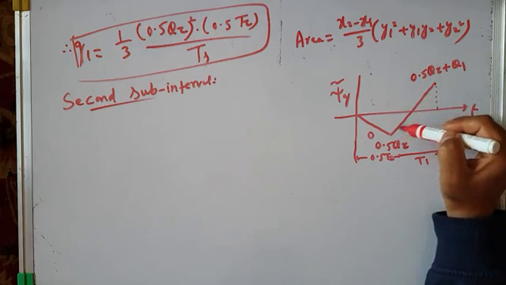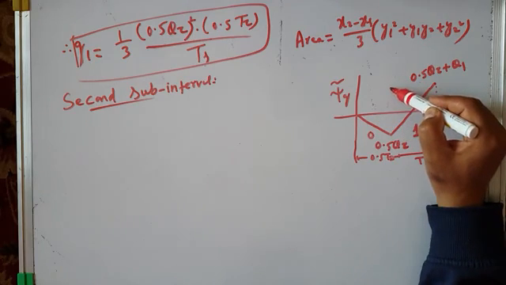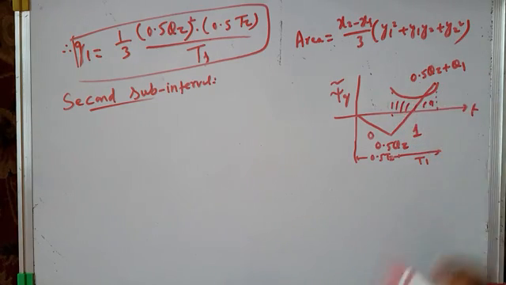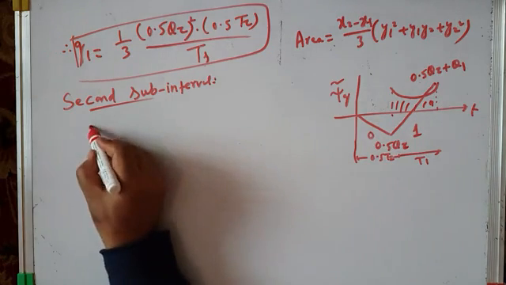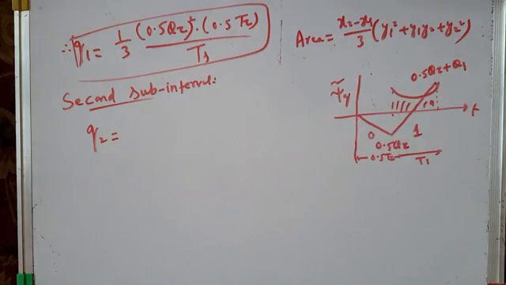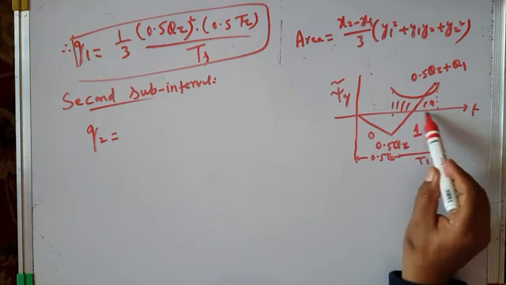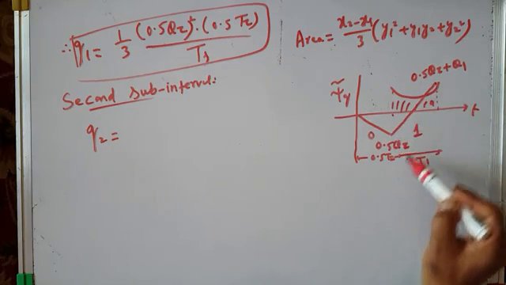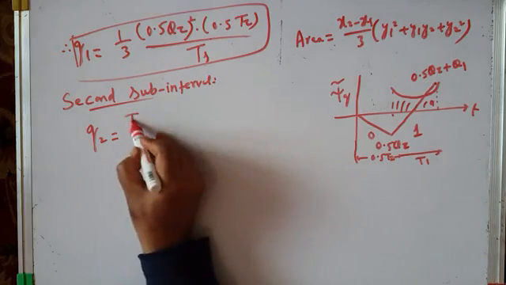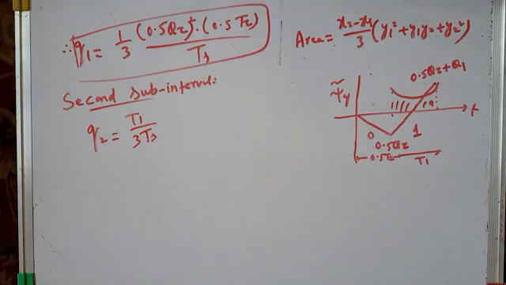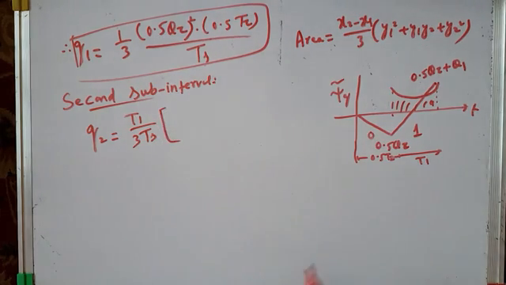When I square this, I get a parabola like this. Now I have to find the area under this parabola, so let me call that area Q2. Q2 is given by (x2 minus x1) by 3. x2 minus x1 is the total time interval for which active vector 1 is applied, which is t1 by ts. Since it is divided by 3, it is t1 by 3 ts into y1 square plus y1 y2 plus y2 square.